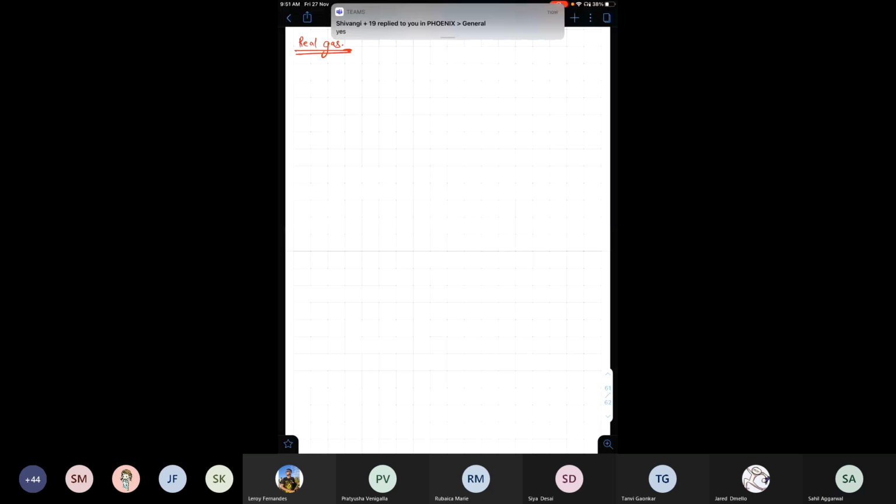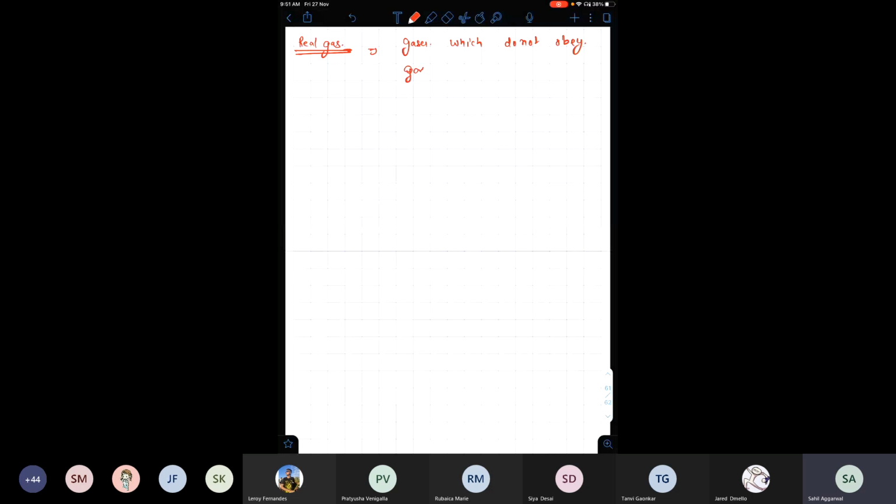Add on real gas. Real gas: gases which do not obey gas laws under all conditions of temperature and pressure are real gas.